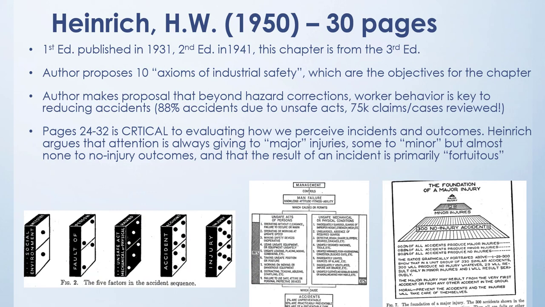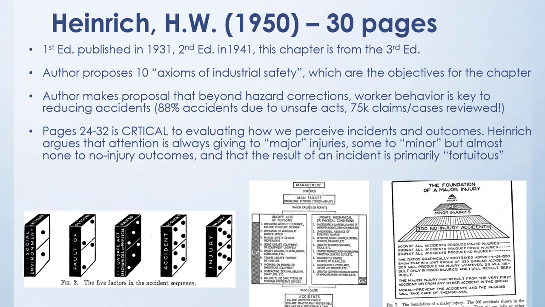So next, let's go to Heinrich. I'm citing it from Heinrich's 1950s edition, which is the third edition of his book. The original was in 1931. In the chapter that I assign, the author proposes 10 axioms of industrial safety, which is sort of an all-encompassing summary of his main points. And so this chapter is the most important chapter, and then from here he provides additional insight to his major findings. And when he lists the 10 axioms, he identifies where in the chapter he'll discuss it.